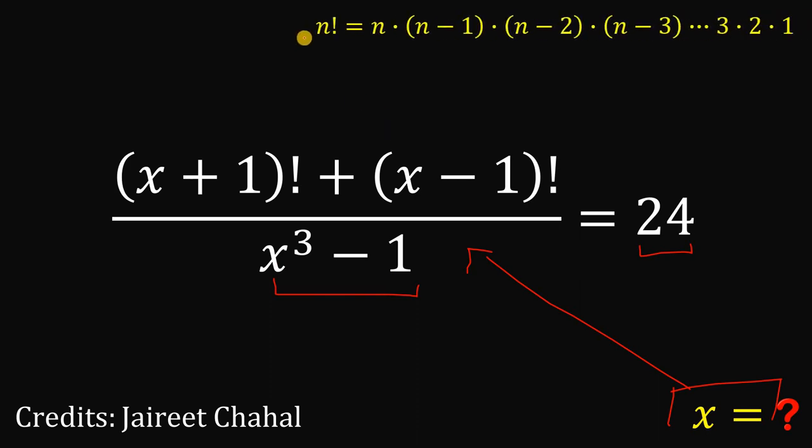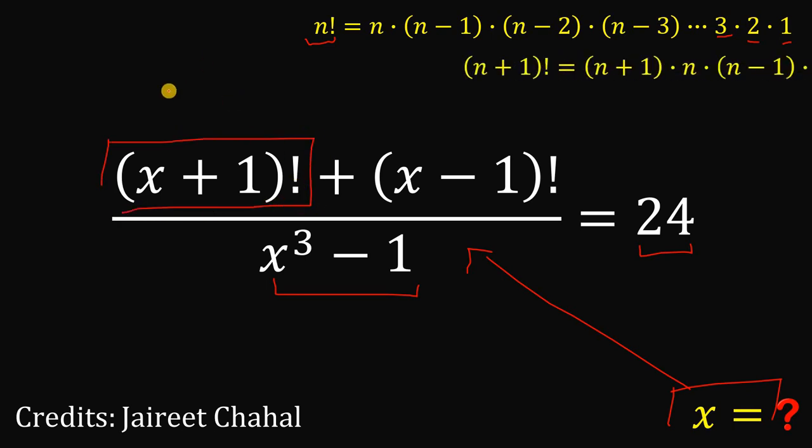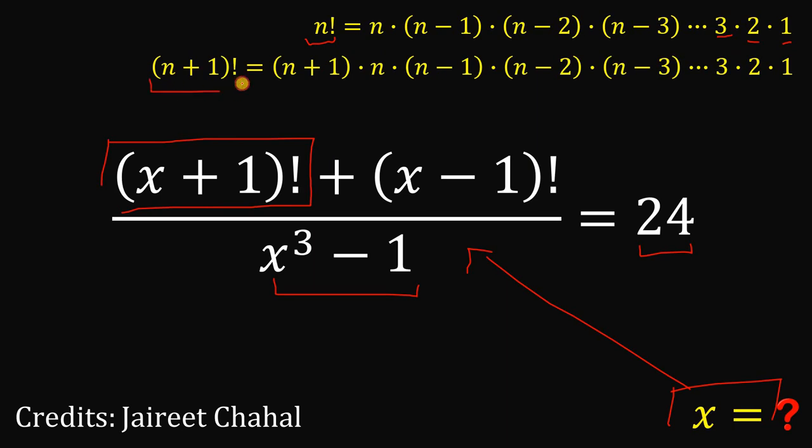Now, take note. When we have n factorial, it must be equal to n multiplied by n minus 1 multiplied by n minus 2 multiplied by n minus 3 all the way down to 3 times 2 times 1. So, when we have x plus 1 factorial, it looks something like this. So, n plus 1 factorial must be equal to n plus 1 multiplied by n times n minus 1 times n minus 2 times n minus 3 down to the last number, which is 1.